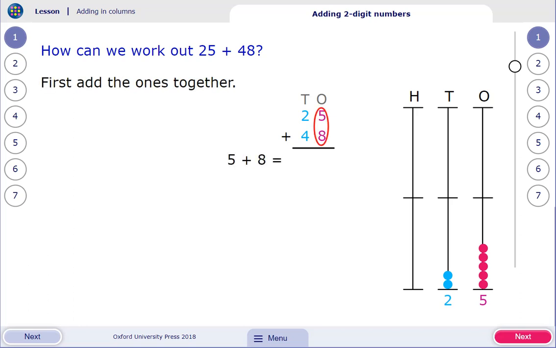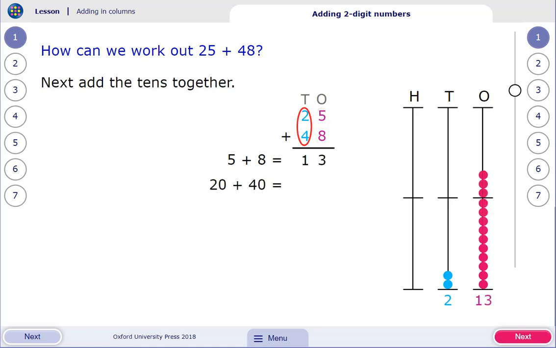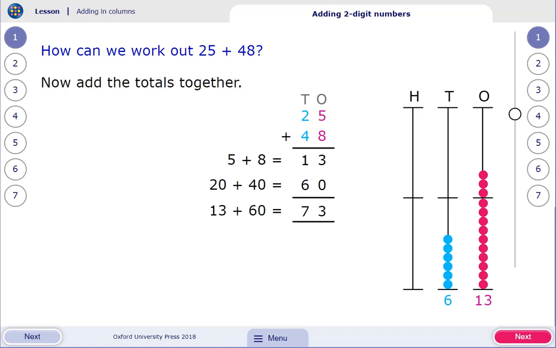We're going to add the ones first. So 5 plus 8 is 13. Then we add the tens, 2 tens plus 4 tens, 6 tens or 60. And then we combine those two numbers and we get a total of 73.